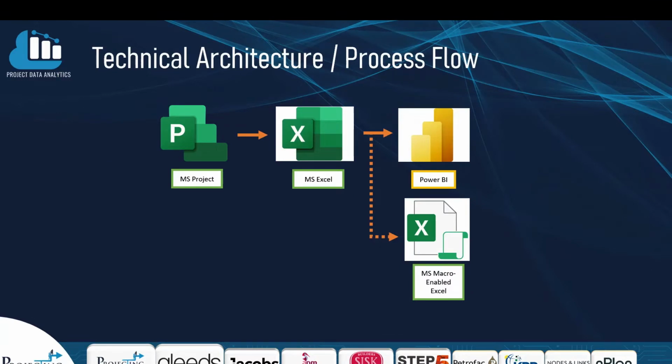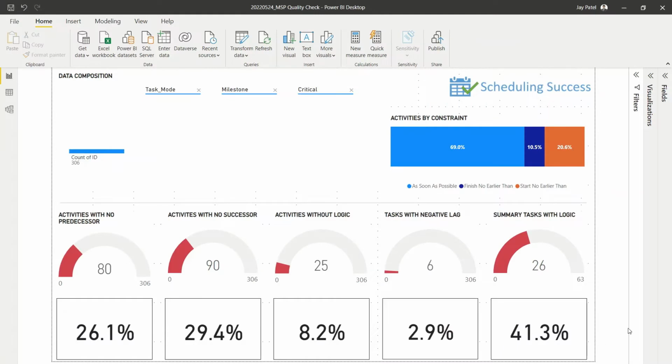From then on, we started to think about the technical architecture and the process flow. The starting point will always be the native MS Project file. We then decided that we'd need to pull this into an Excel file to then transform the data ready for visualization using Power BI.